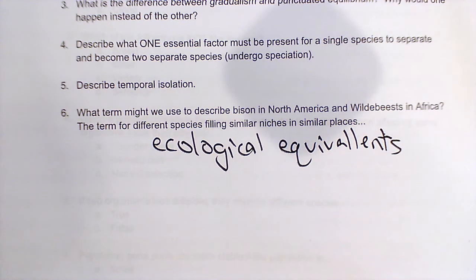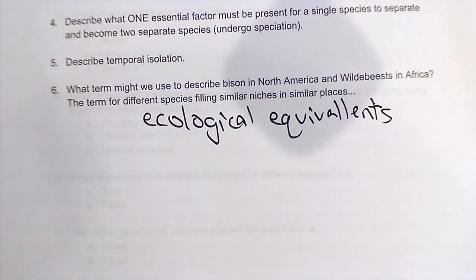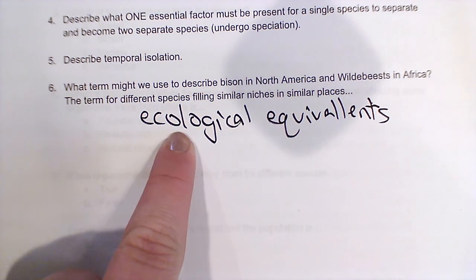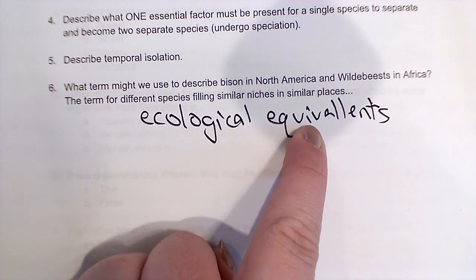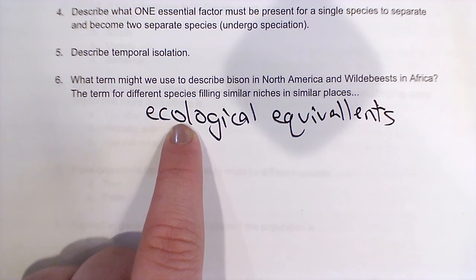And this is another one. I had a lot of you write convergent evolution on this one, and that would be kind of the process that keeps them the same, right? Because they're doing the same job, and so they're going to keep kind of similar adaptations to do that job, but that's the process. This is what we would call the species that are doing equivalent jobs in different ecosystems.